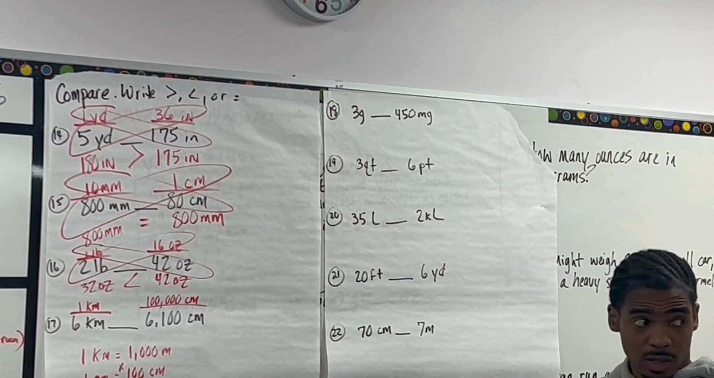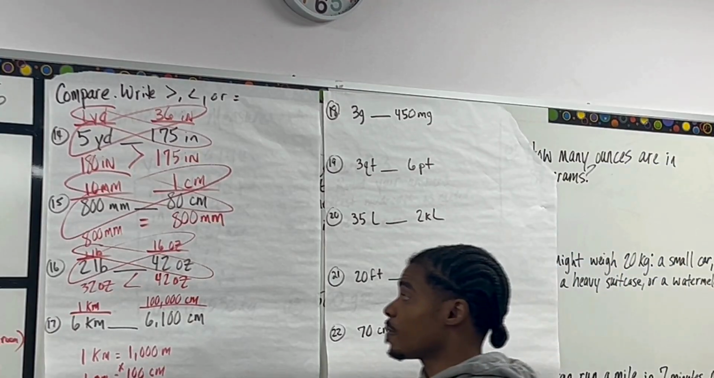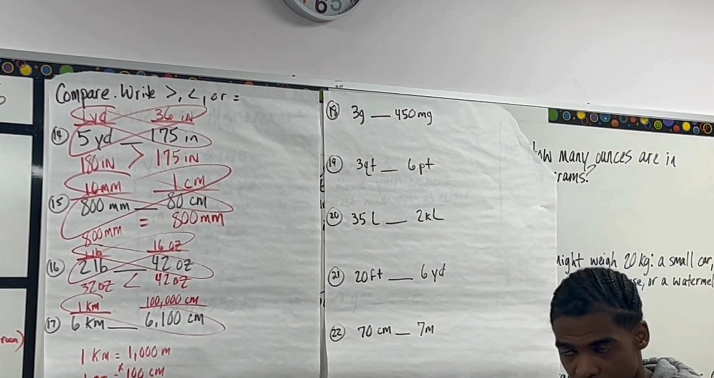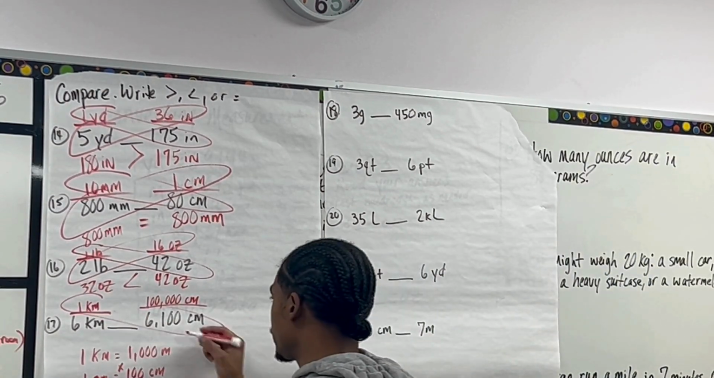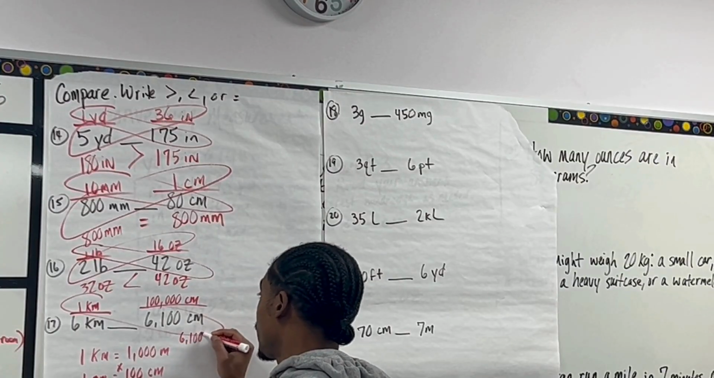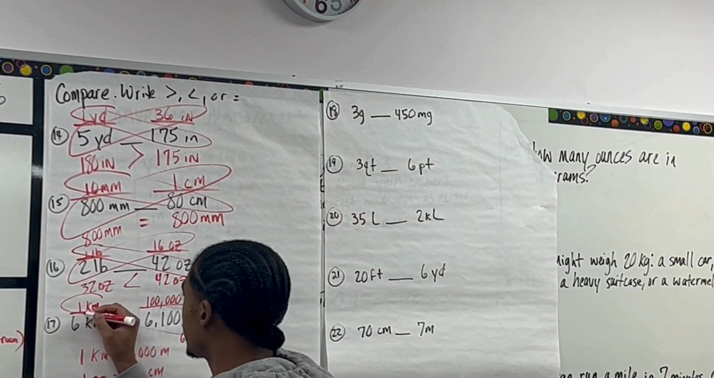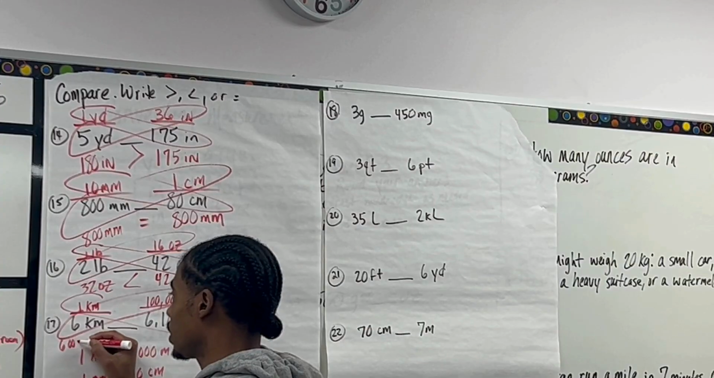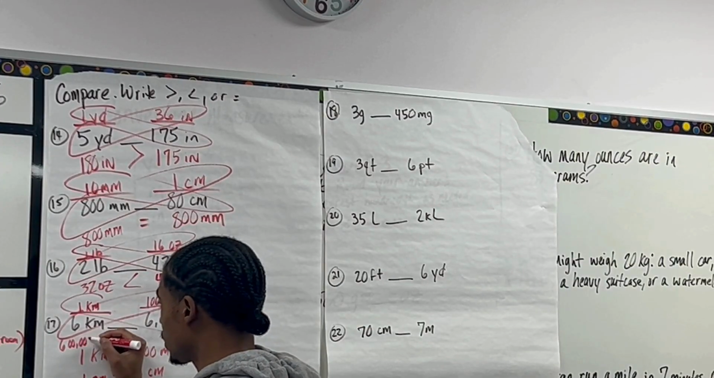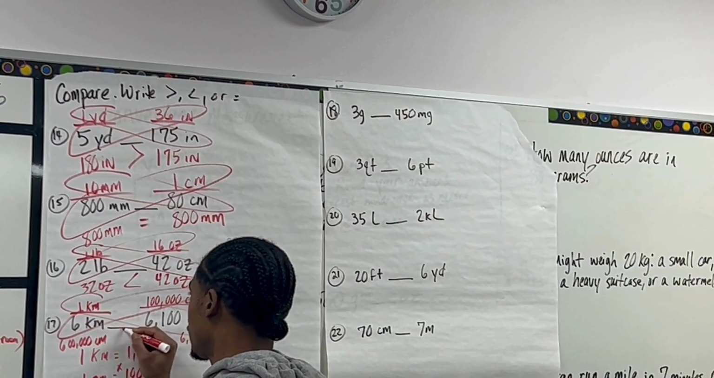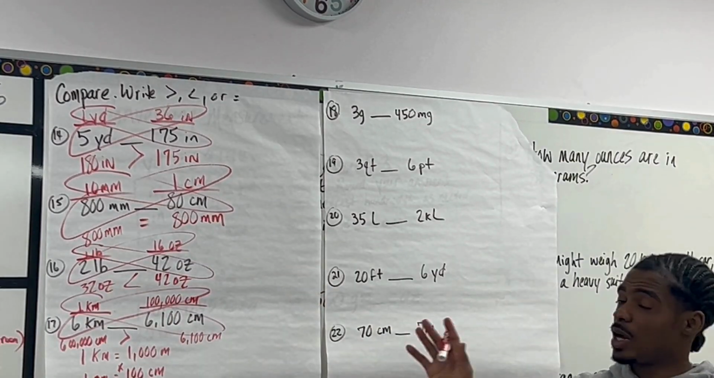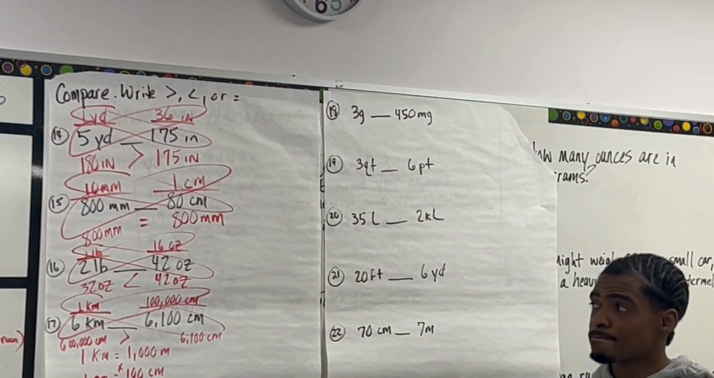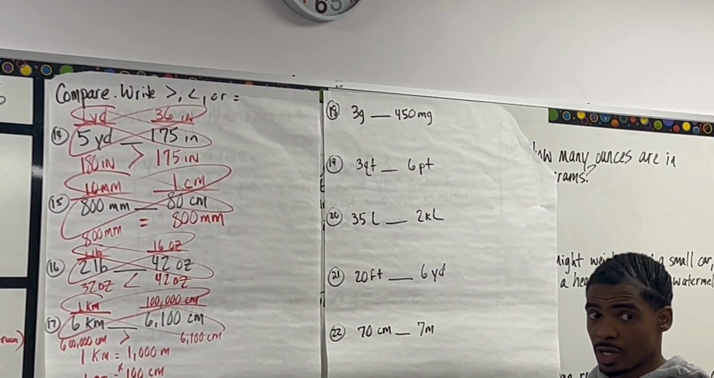Y'all understand that? So we're dealing with what? Centimeters. 1 times 6,100 would be good, and that's centimeters. And then 6 times 100,000 is a huge number. 600,000 centimeters. So 6 kilometers is a whole lot more than 6,100 centimeters. Y'all with me or not?